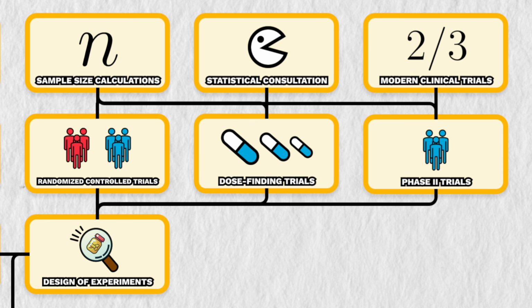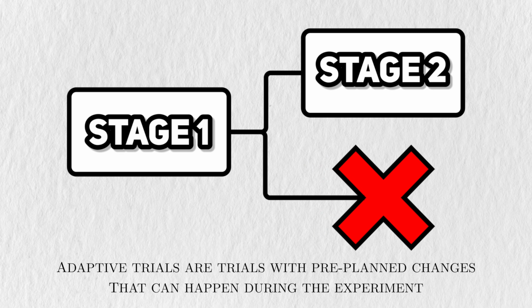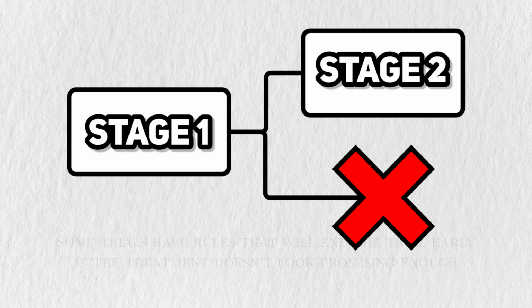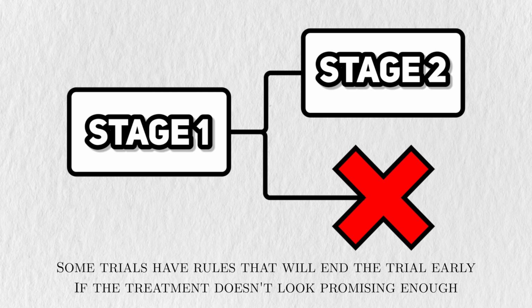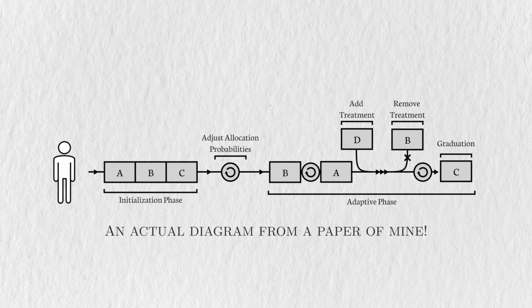Another form of experiments that statisticians can learn are adaptive trials. These are trials that have pre-planned changes that can happen over the course of the experiment. For example, adaptive trials may have built-in rules to end the experiment early if the treatment doesn't look like it'll be successful, or they can alter the randomization probabilities of the treatment so that promising treatments get more exposure to future participants. Adaptive trials were a large portion of my PhD, so I think they're pretty cool.